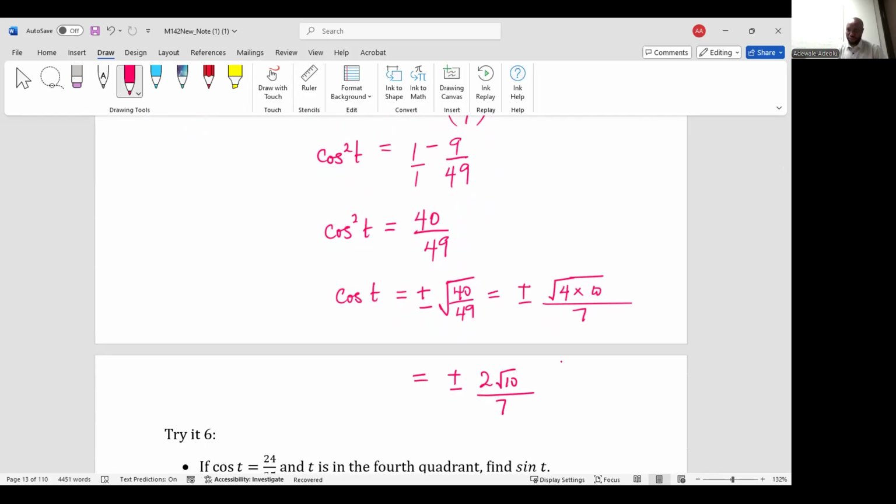Right? Square root of 4 is 2. So that is 2 root 10, because square root of 10, we don't want decimal, so just leave it out. Divided by 7. We need to do one more thing.